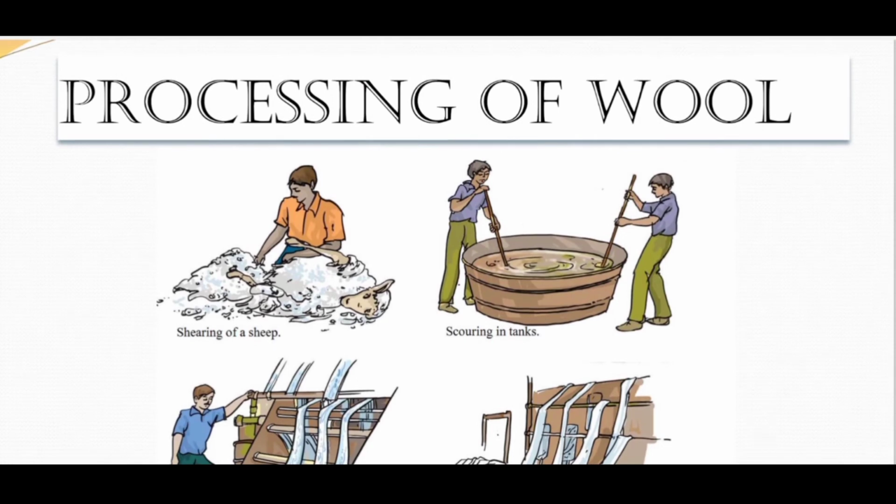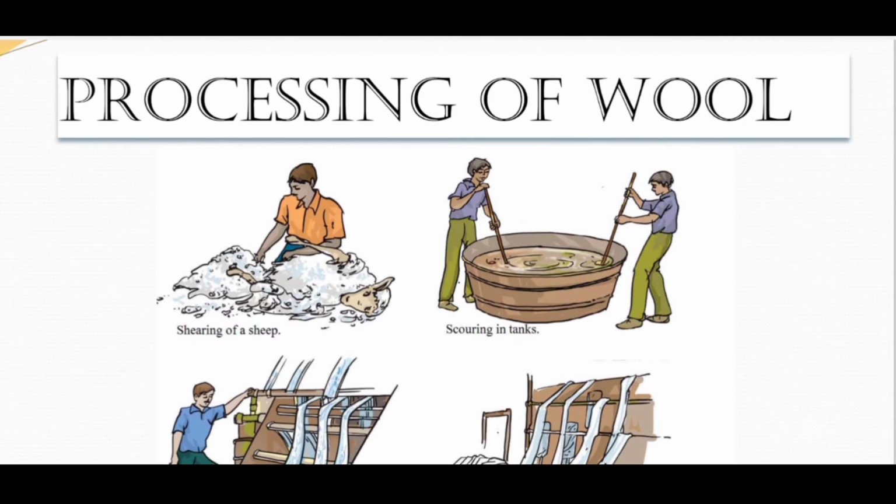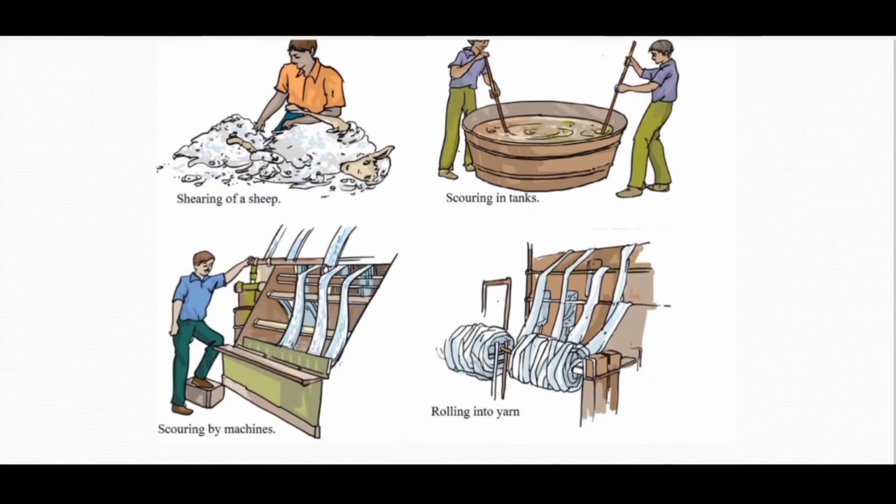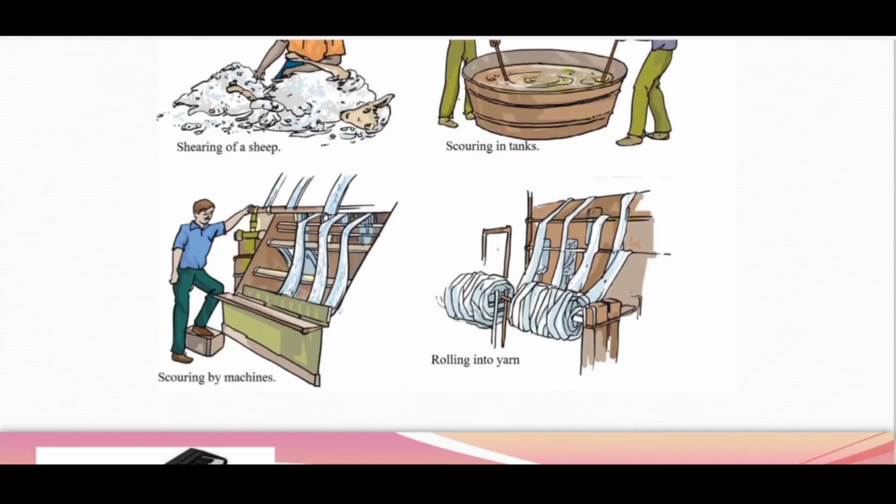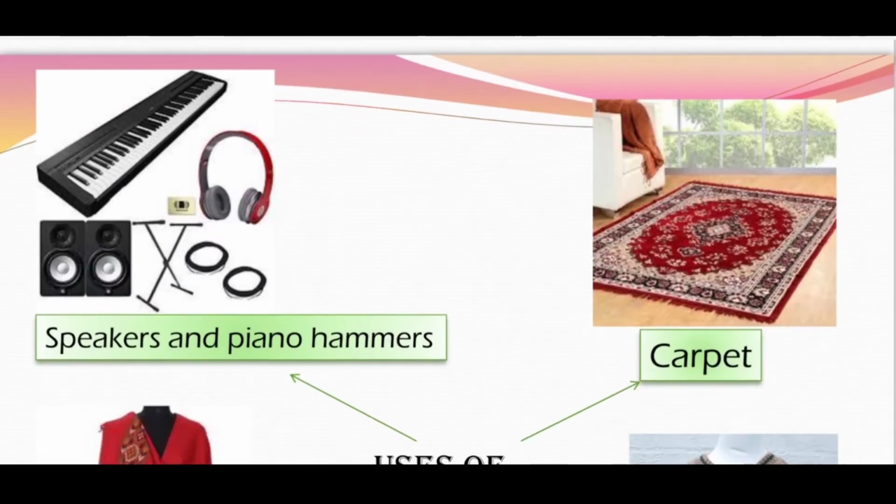There are different processes we need to follow while preparing wool. The first process is called shearing of the sheep. In this process we take out the fleece part of the sheep in a proper way. Then scouring in the tank, where we need to clean all the dirt and other things and boil properly. Then scouring by the machine, and then finally rolling into yarn.